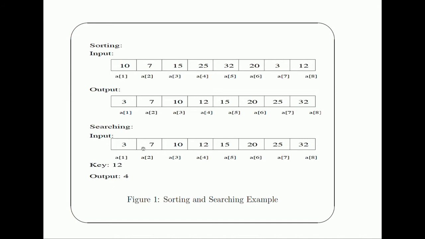Whereas in searching, what do I want to do? I am given a sorted array, I am given a key 12, let us say, and I want to find out whether the key is present in the array or not. It should return the location where the particular key is present. In this example, when I have given key 12 here, it should return the index 4 on the searching example.